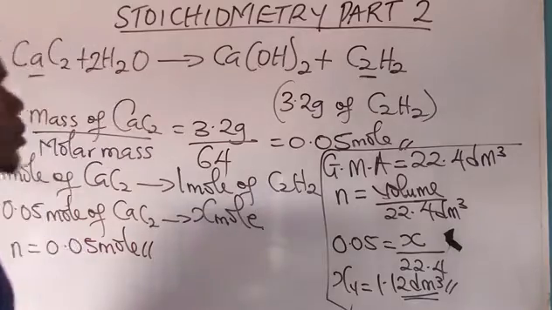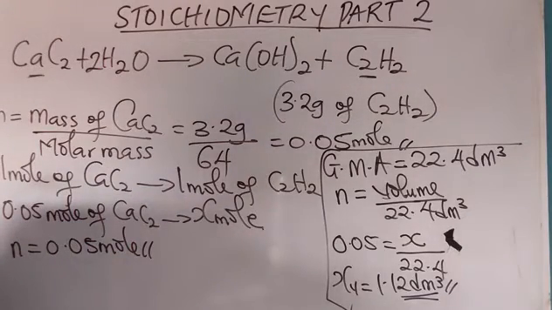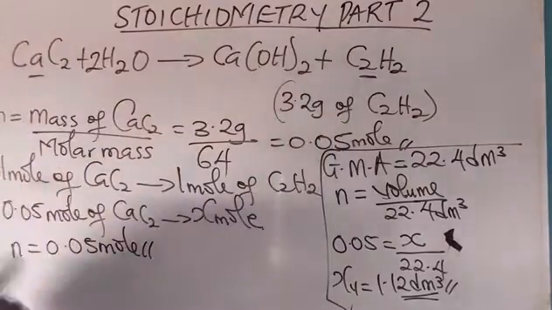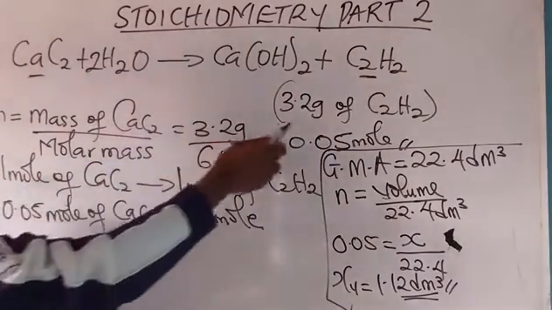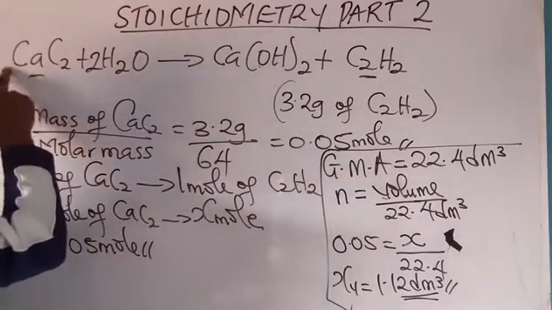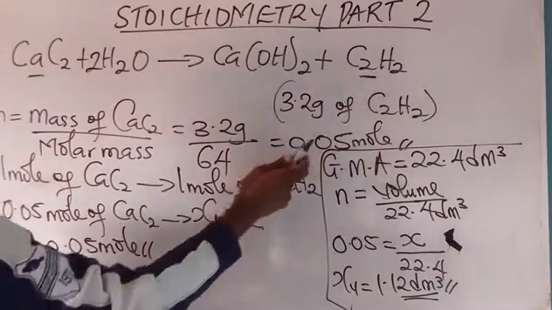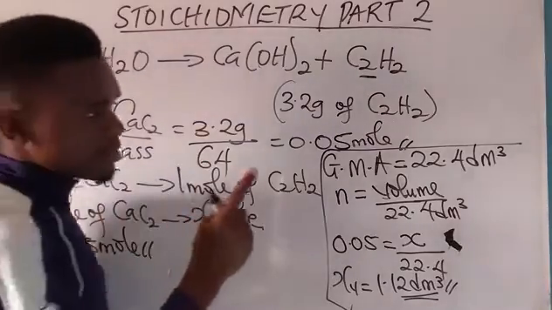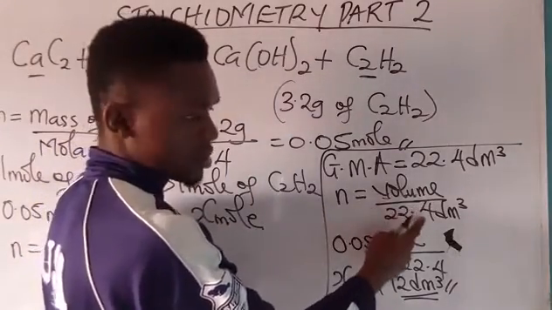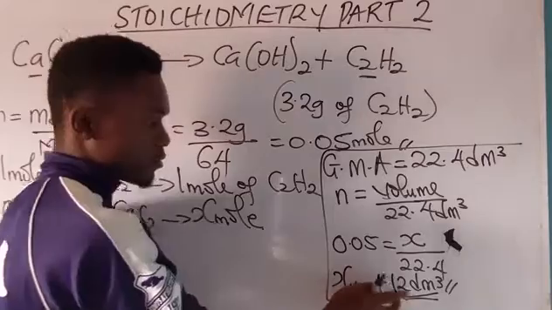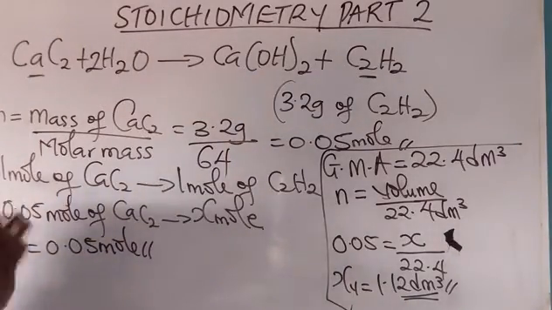So this is the volume of ethyne. Please follow it step by step. The mass of this was given, you do mass by molar mass. From the equation, 1 mole will give 1 mole of this. We had 0.05 mole. Now at STP, n is equal to volume over 22.4. The number of moles is 0.05, the volume is what we are looking for, X over 22.4. You now have this as your answer. I believe it is understood.